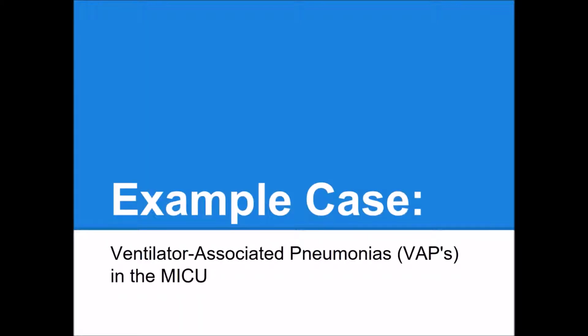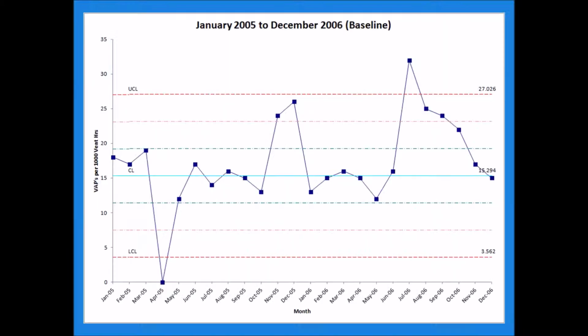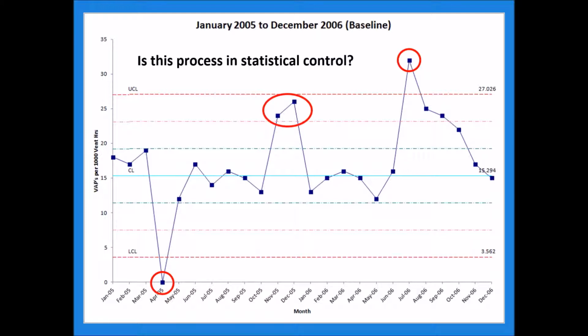Now let's go back to our example case of ventilator-associated pneumonias in the MICU and see how a control chart was used. This is the baseline ventilator-associated pneumonia rate data from the 2 years prior to starting the project. Take a second and look at those 8 rules we just discussed and see if you think this process is in statistical control. Right off the bat, you can see a couple of violations of rule number 1. You can also see some bias where 2 out of 3 consecutive points are more than 2 standard deviations from the mean, and then you can see a long stretch at the end here with a trend. So this is not in statistical control.